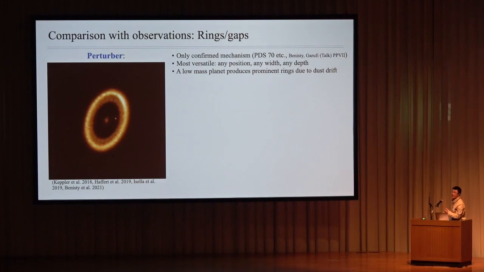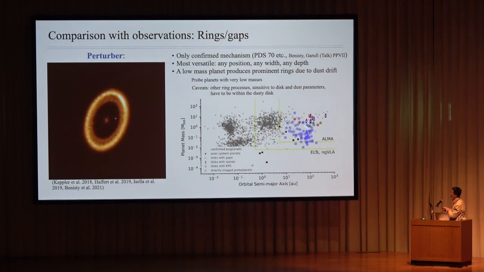So if we assume that all the rings have planets, we could actually use the population of the rings and gaps to generate a young planet population in disks. And we could probe very low mass planets. But the caveat is that this planet mass determination is very uncertain. It depends on the disk properties and the dust properties. And the planet needs to be within the dusty disk in order to be detected. And of course, another bigger question is whether all the rings could harbor planets.